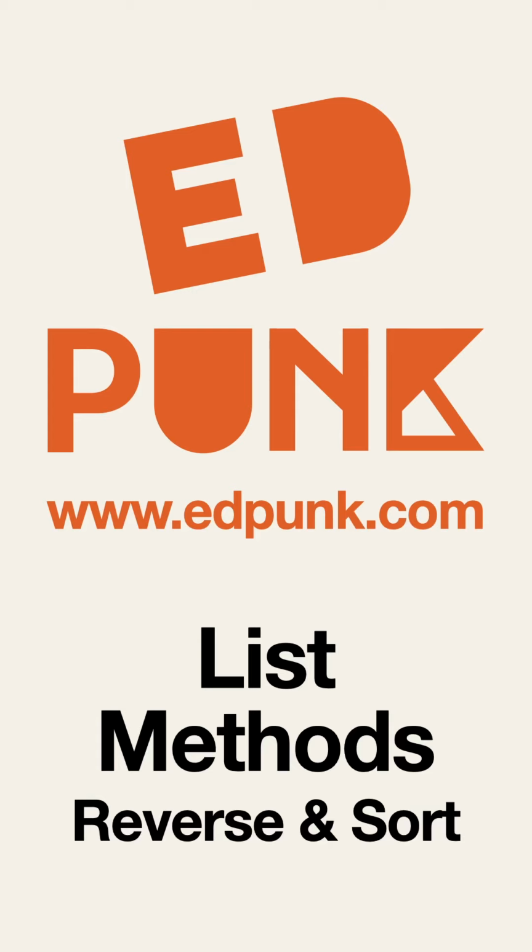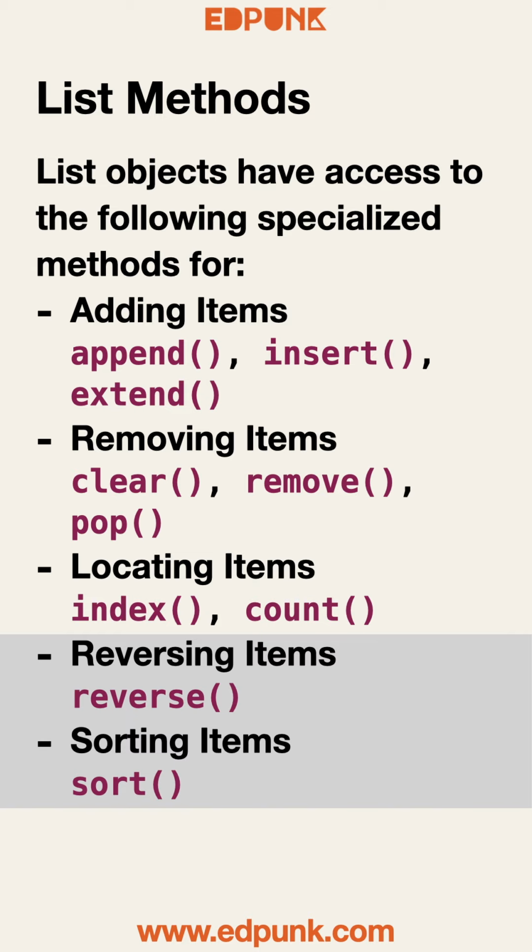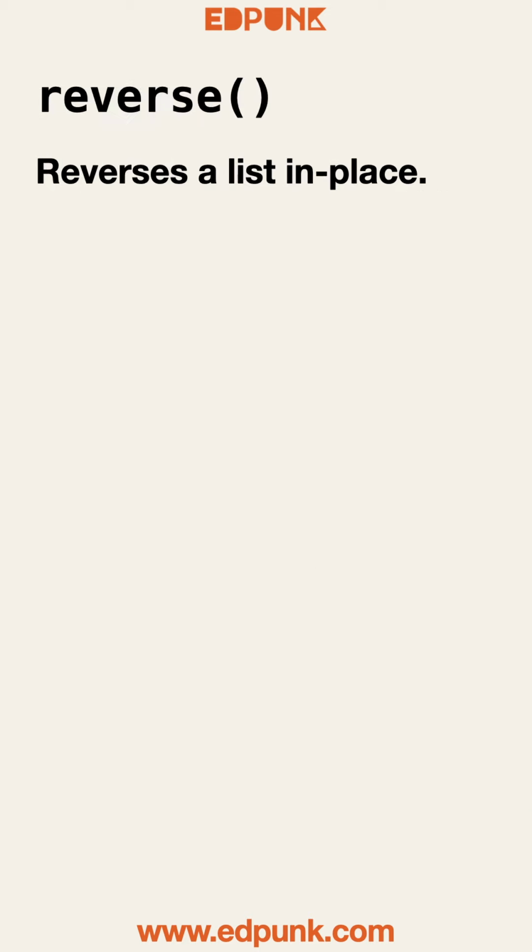Hi friends, in this video you will learn how to reverse a list and sort the items of a list. The reverse method can be used to reverse a list in place, which means that the first item becomes the last item, the second item becomes the second last item, and so on.